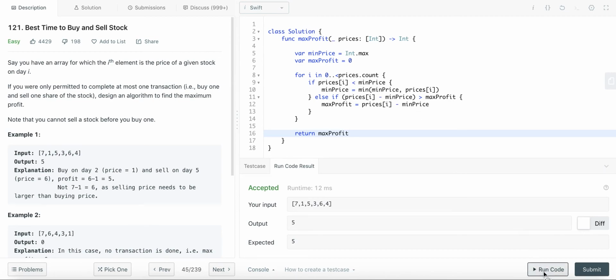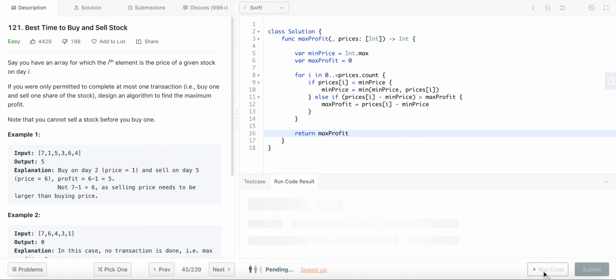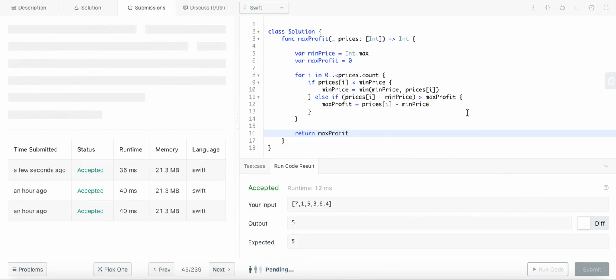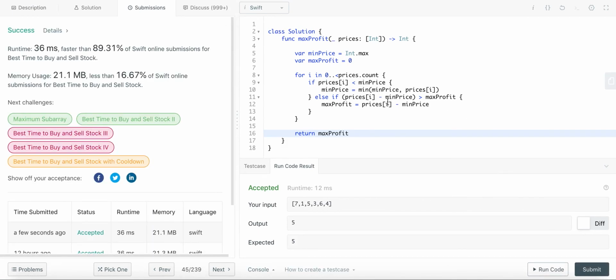Let's just run the code and see if it works. Cool. I'll submit. Awesome. As far as the time complexity is concerned, we have one for loop that goes over the prices array. So the time complexity of this solution should be order of n, where n is the size of the prices array.